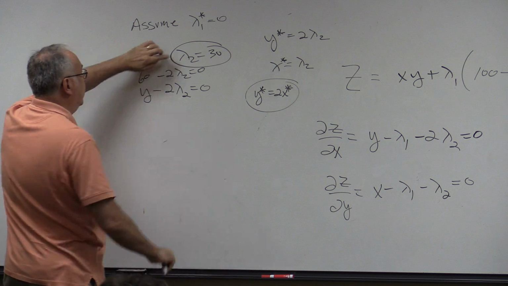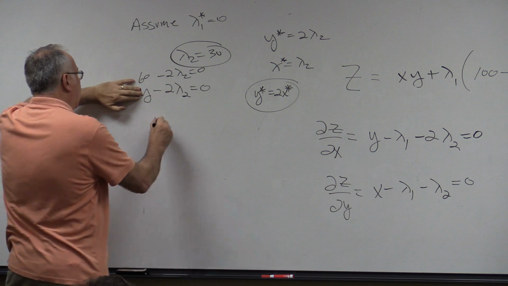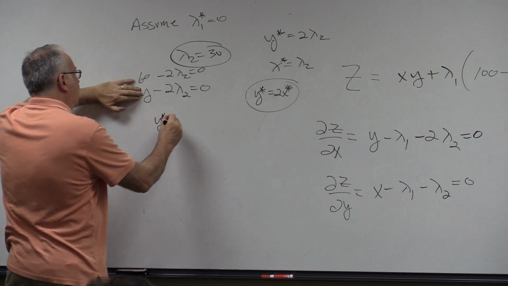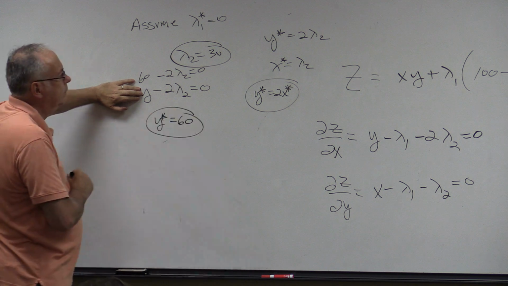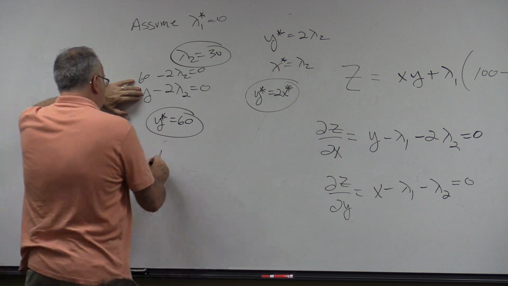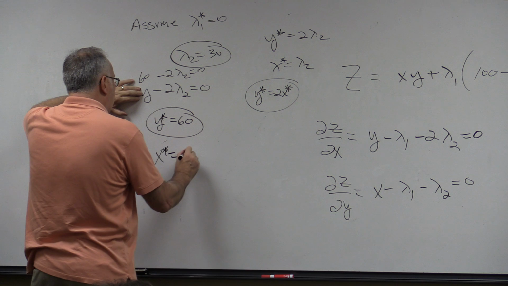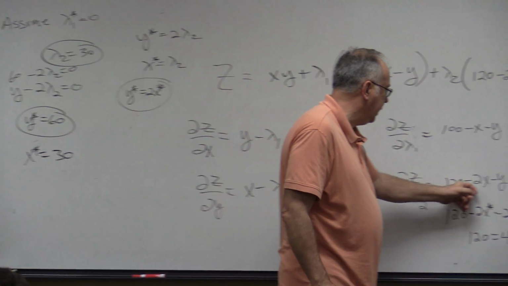Lambda 2 star is equal to 30. So that means y star right here is equal to 60. Okay. All right. So x star is 30. Now that works, doesn't it? Because then this constraint is exactly binding.